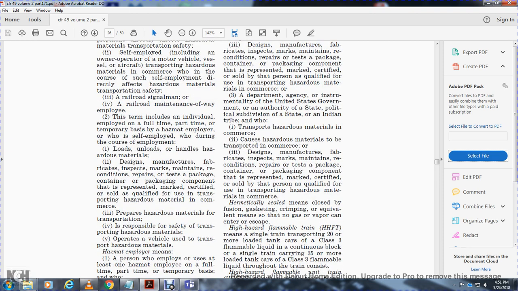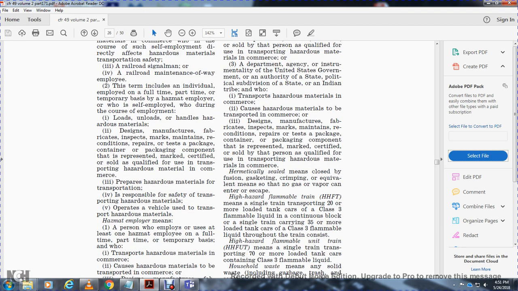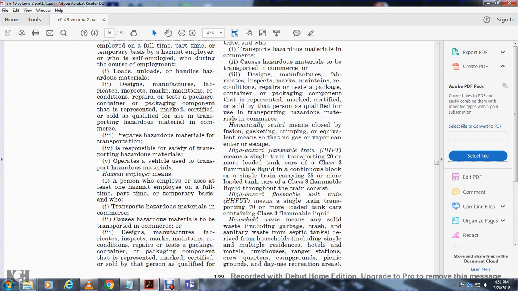Three, prepares hazardous material for transportation. Four, is responsible for the safety of transportation of hazardous material. Five, operates a vehicle used to transport hazardous material. Hazmat employer means a person who employs or uses at least one hazmat employee on a full-time, part-time, or temporary basis in the transportation of hazardous material within commerce.